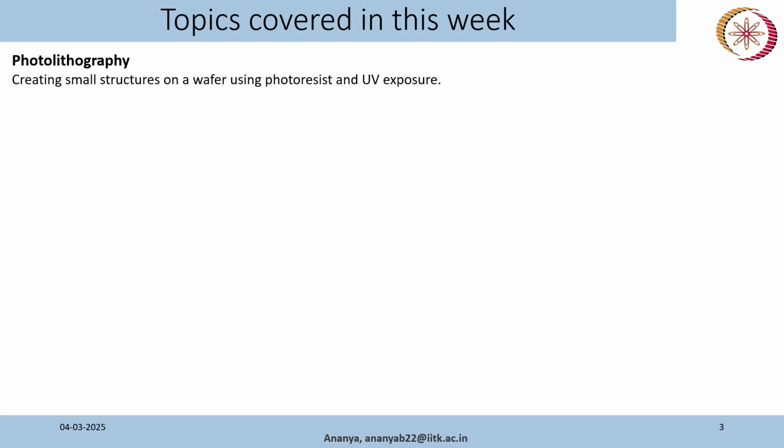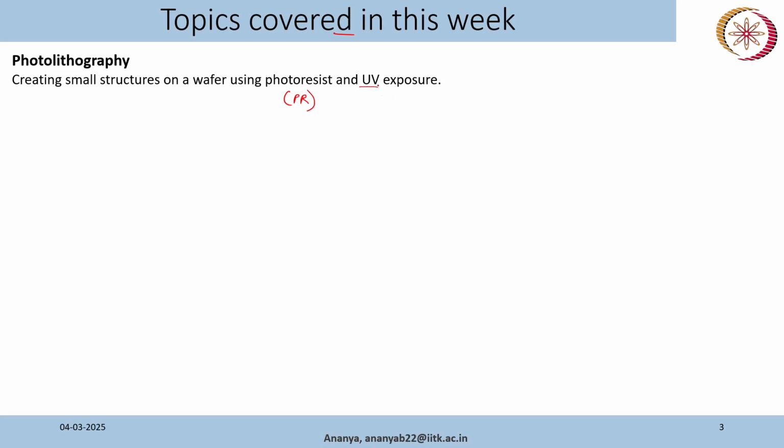Okay. So what is photolithography? It is creating small structures on wafers using photoresist and UV exposures. Photoresist I will write PR because I'll use the short form. And UV exposure, so the word itself is photolithography, so we use some kind of light for exposure, and the light that we use is UV.